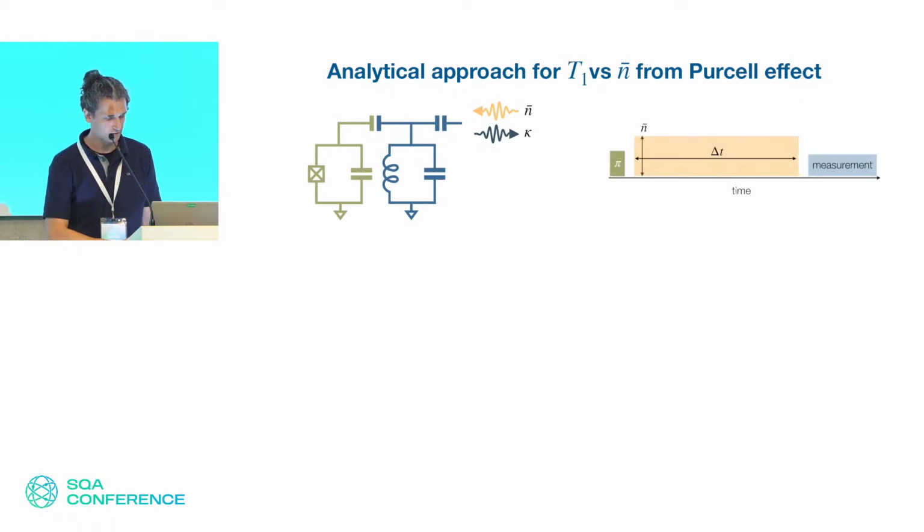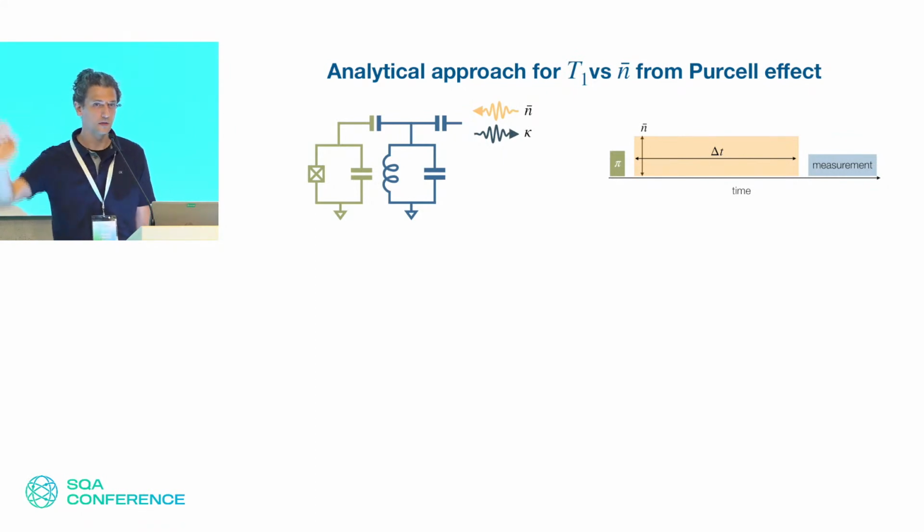It's Purcell physics. The kind of experiment we're envisioning is that you excite the qubit with a pi pulse, and then you fill up your resonator with a steady-state population n bar, and you can do so because your resonator relaxation time is much shorter than the T1 of the qubit. While the resonator is filled up with this n bar, your qubit is relaxing. So you perform a T1 experiment, but you have a population in the cavity.